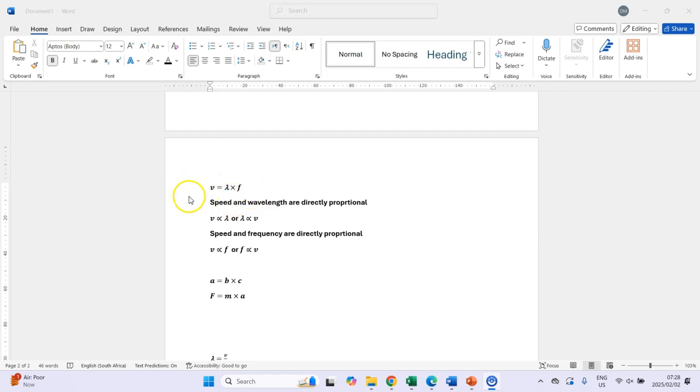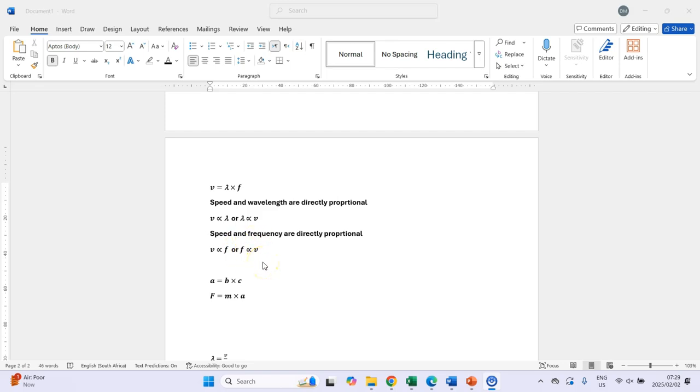So what this tells us is that speed and wavelength are directly proportional. Or we may say that speed is proportional to wavelength. We use this symbol. Saying that wavelength is proportional to speed is exactly the same thing. We may also say that speed and frequency are directly proportional, meaning that the speed is proportional to frequency or frequency is proportional to speed.